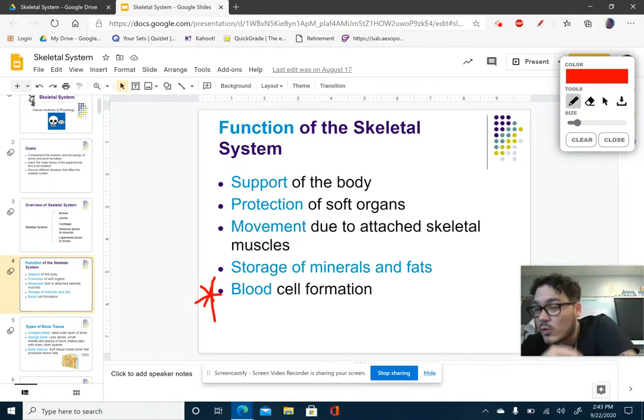There is a difference, and we're going to learn this in our next quarter when we cover the cardiovascular system. There is a difference between a blood cell and blood. Blood is the liquid that flows through us. A blood cell is going to be something like a red blood cell, a white blood cell, or a platelet. So we'll learn more about that down the line.